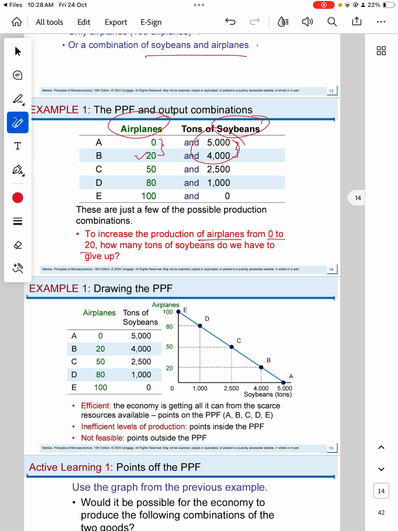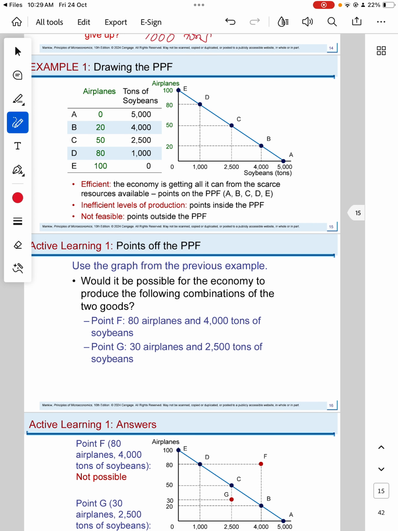So how do we calculate it? You calculate 5,000 minus 4,000 equals 1,000. So in order to produce 20 airplanes, you have to give up 1,000 tons of soybean, so that you can produce 4,000 soybean. The process goes on beyond that. All right, so how many tons? 1,000 tons that we have to give up. Okay, so this is the line that we can produce.